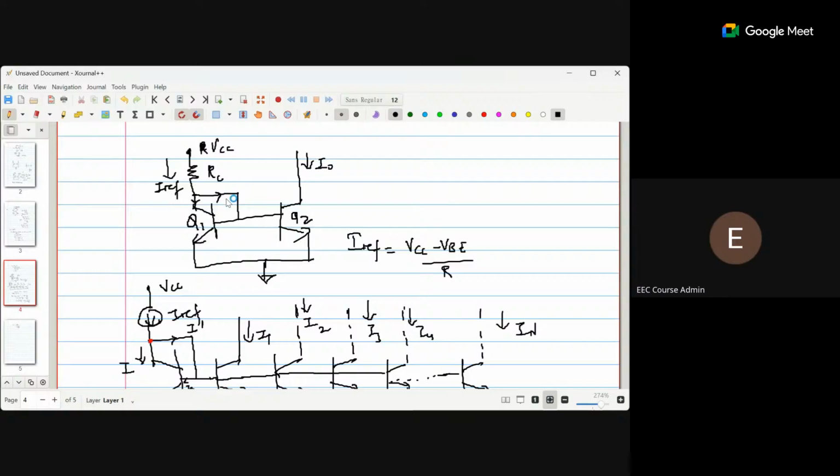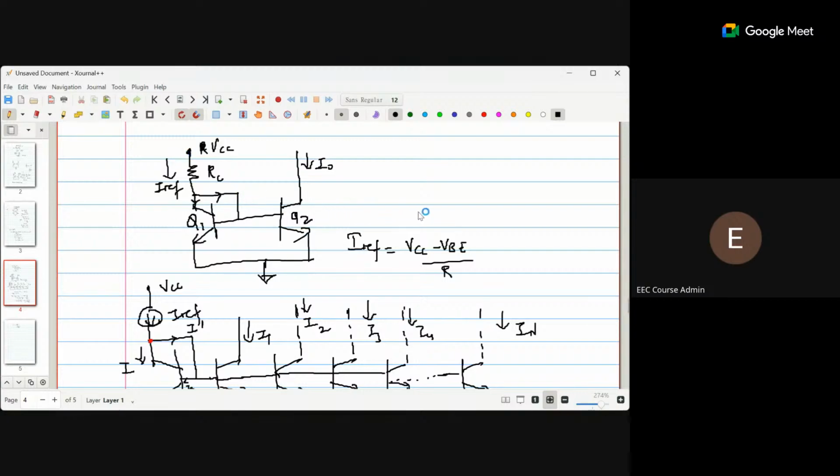Here, for this transistor, it is the input current. So accordingly, by means of this connection, it will be equal to this I reference, correct? So as it is common base, that is why it is drawing the same current. Yes. Okay, now this is the basic building block.